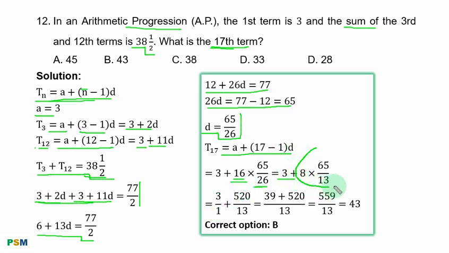This is 1 term. If you multiply, you have 520 over 13. If you find the LCM and simplify, you have this result. After division, you have 43 as the 17th term. The correct option is B.